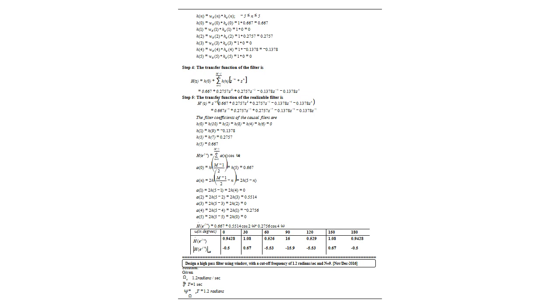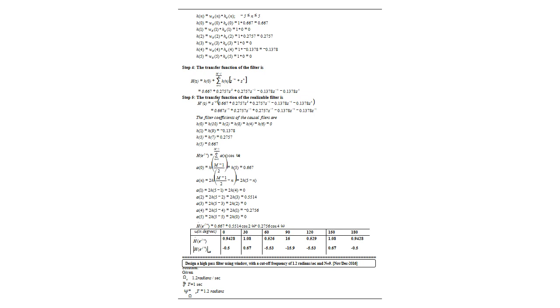That way we will get the answers. Next, step 5: the transfer function of the realizable filter is H dash of z equal to z power minus 5 into H of z. So we multiply with z power minus 5, and then we get the H dash of z equation. The filter coefficients of the causal filter are h of 0, h of 1, h of 2, h of 3, h of 5. All the values we have already obtained, so we equate them and finalize it.